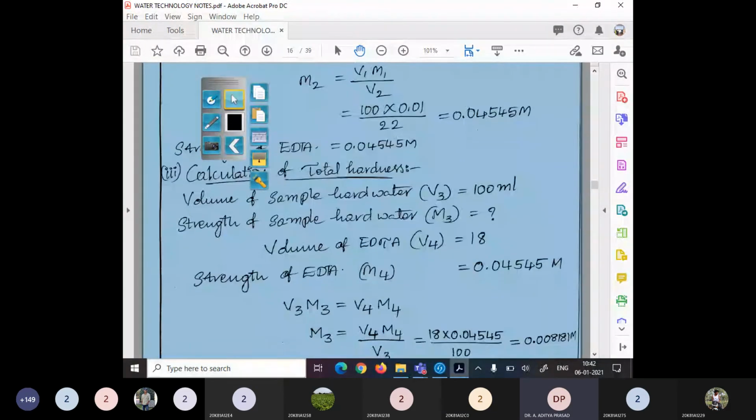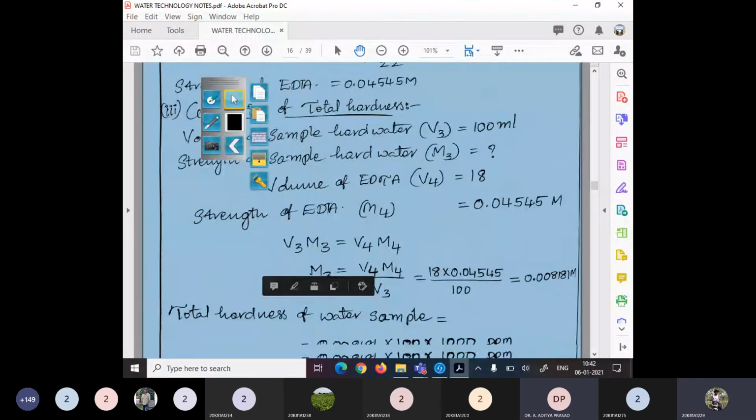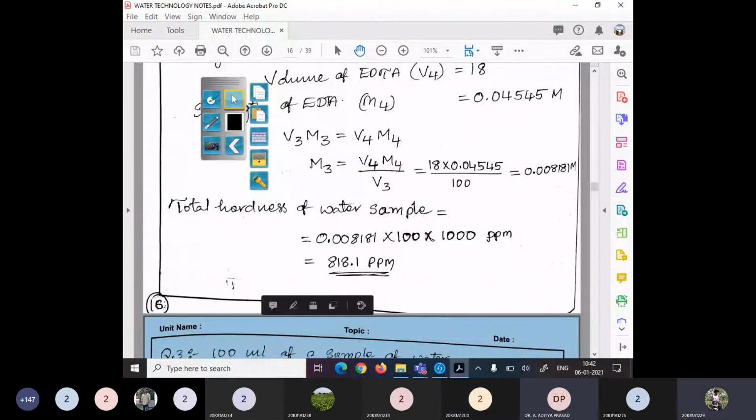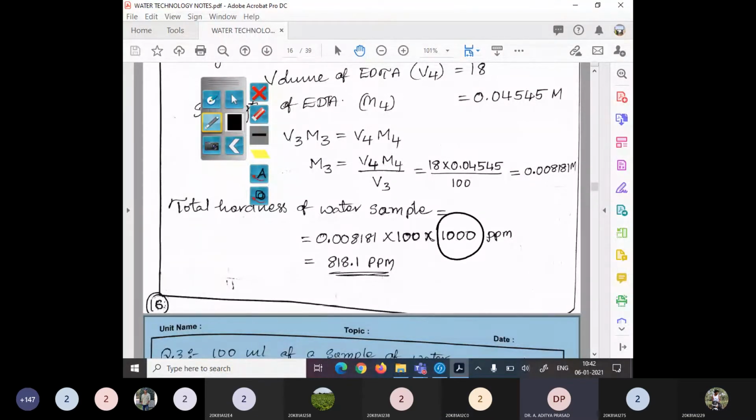How can we convert 100 ml into 1000 ml? We need to multiply that with 1000 for the hardness of water in ppm. If you multiply that value with 1000, you get the value in terms of liter. And at the end we will be multiplying that with 100.